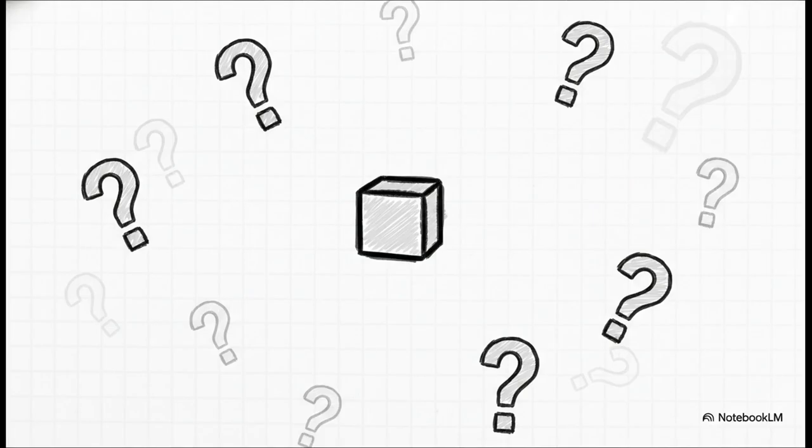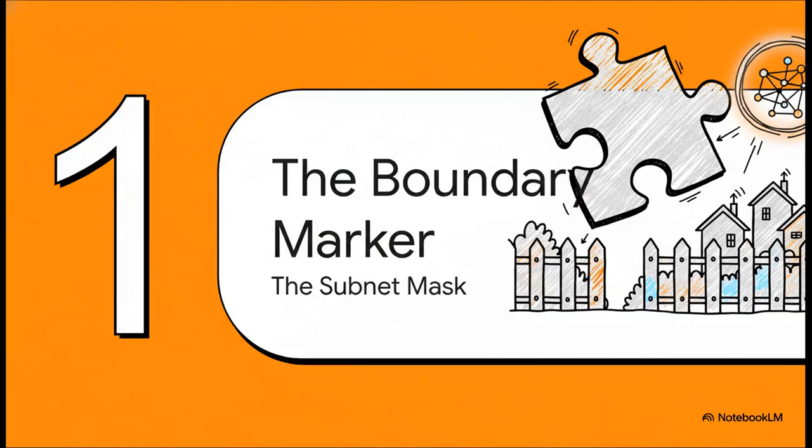We have no idea how big this network is. Is it for a handful of devices or thousands? We don't know where the network's boundaries are. We can't even tell which devices are its next-door neighbors and which ones are way out on the other side of the internet. It's just an address floating in space. So, how do we fix this? How do we solve the puzzle?